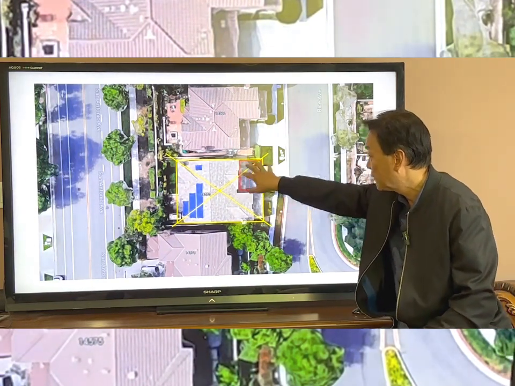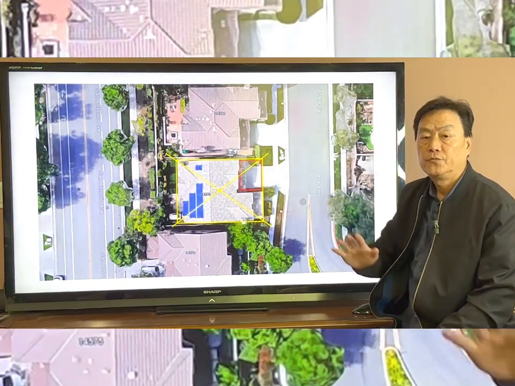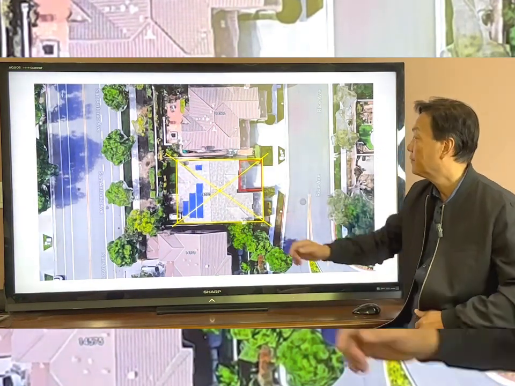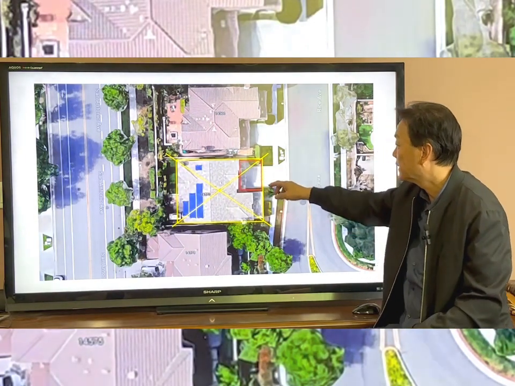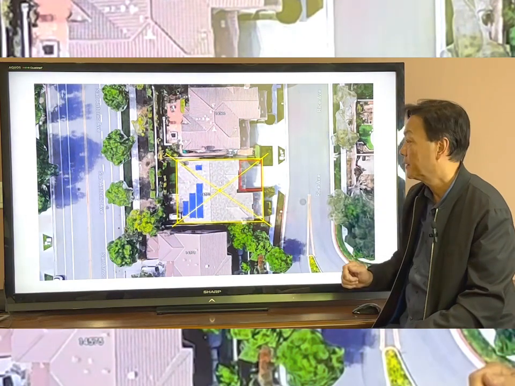So that will affect you. You have to consider this missing corner. That's why in feng shui, most likely we like to have a more square house, so it contains the energy more evenly. Okay, that's one thing.